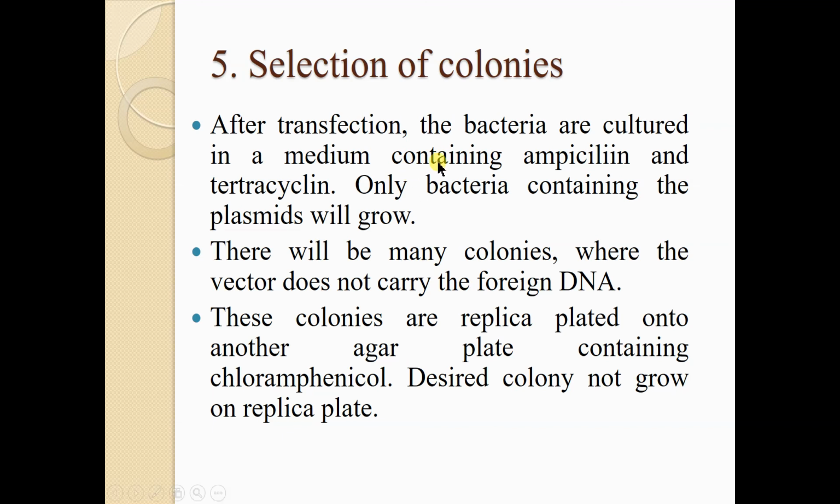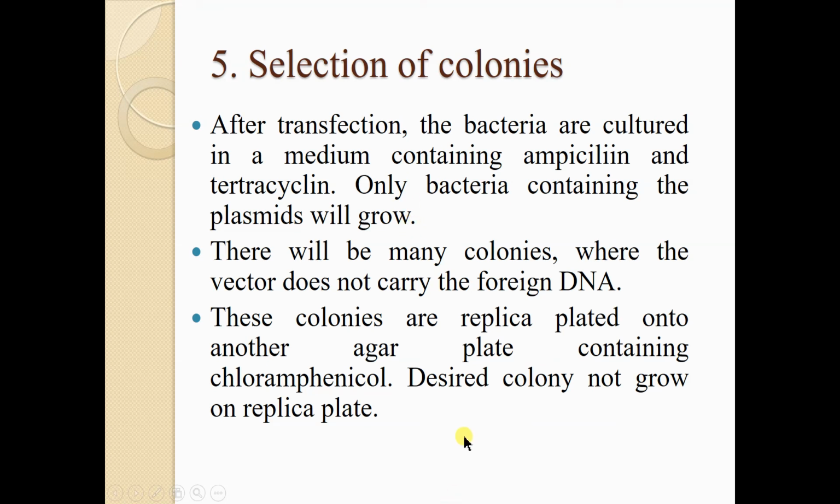So what will we do? All the bacteria after the transfection, which either contain plasmid, or don't contain plasmid, or contain the chimeric DNA, are now cultured in the medium containing ampicillin and tetracycline. So only the bacteria which contain the plasmid will grow. From the three possibilities, the bacteria which doesn't contain any plasmid, the bacteria which contains a simple plasmid, and the bacteria which contains the plasmid with our chimeric DNA, our DNA of interest. The simple bacteria will die out because it doesn't contain any resistance gene, that is, the ampicillin or tetracycline resistance gene.